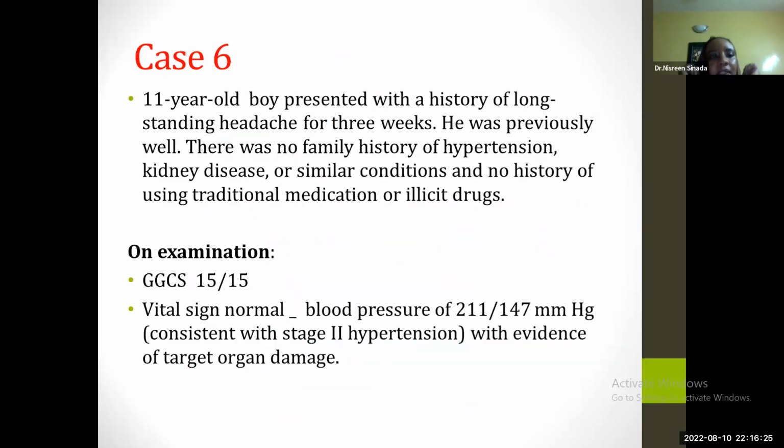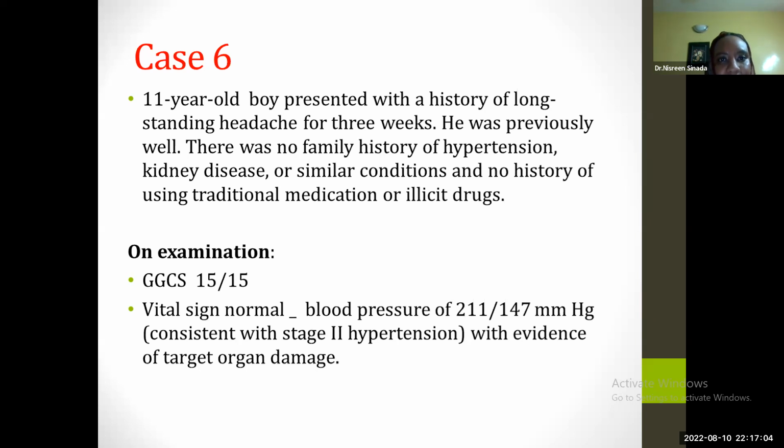Okay, case 6, and this is the last case. An 11 years old presented with a history of long-standing headache for 3 weeks, and he was previously well, and there is no family history of hypertension, kidney disease, or similar condition, and no history of using traditional medicine or illicit drugs. On examination, the patient is oriented, Glasgow Coma Scale is 15 out of 15. Vital signs are normal, apart from the blood pressure, which is 211 over 147. It is consistent with stage 2 hypertension, with evidence of target organ damage.